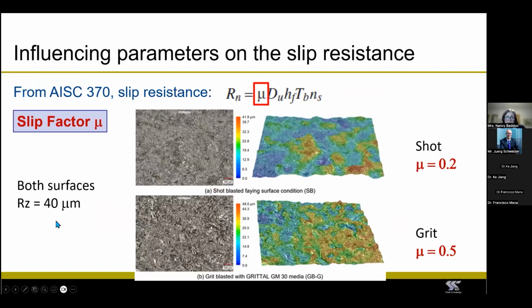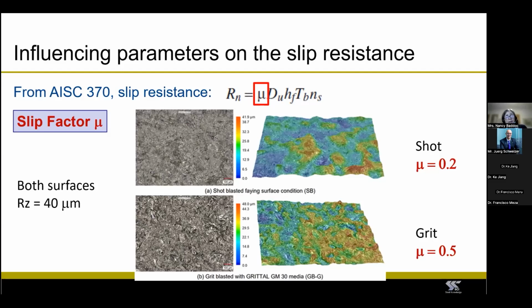And I just showed you this slide, which is quite interesting. Both surfaces shown here have an Rz of 40 micrometers. The upper surface is shot blasted, and that was shown to have a slip factor of 0.2, and the lower is grit blasted. And due to the higher asperity, sharper edges, led to better mechanical interlocking and therefore the higher slip factor.